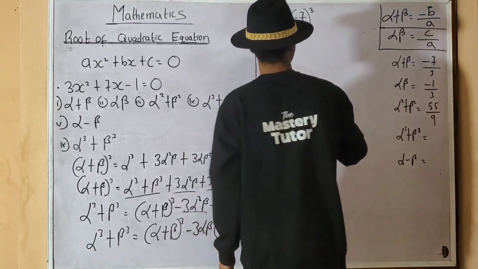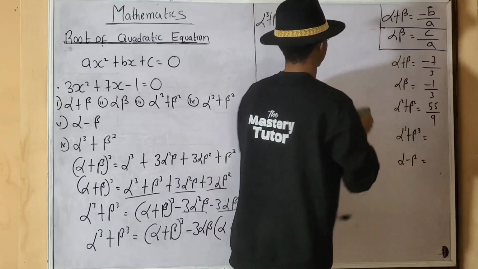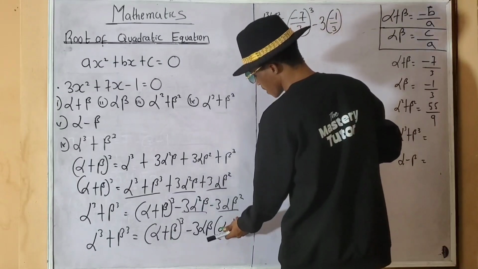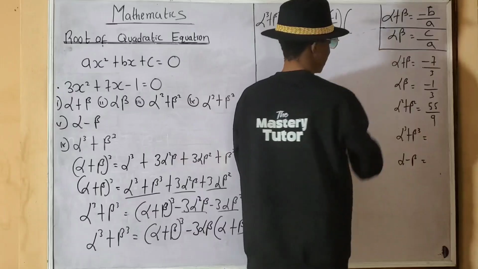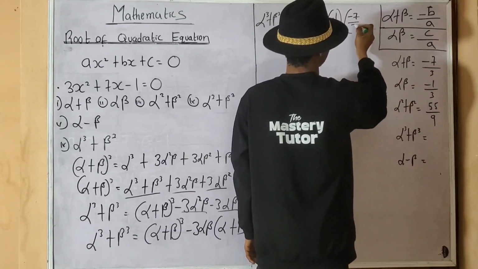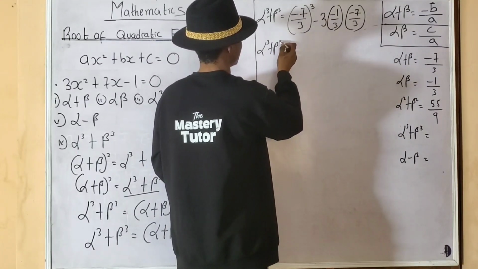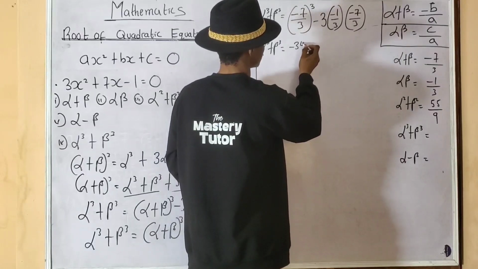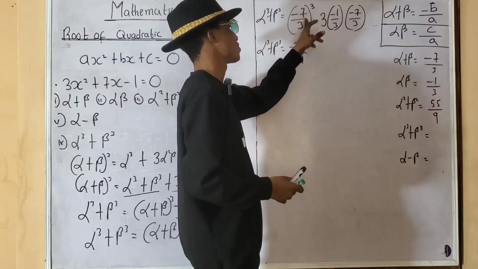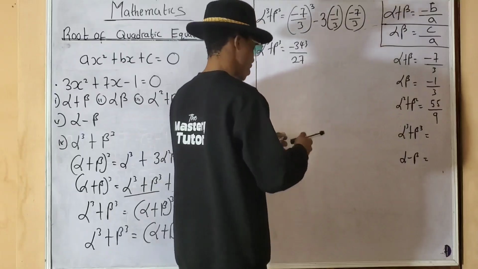As touching what I have here, minus 3 alpha beta. Alpha beta is what? Minus 1 over 3. So I'm going to have minus 3 multiplied by minus 1 over 3, multiplied by alpha plus beta, which is what? Negative 7 over 3. I'm going to have minus 7 all over 3. Alpha cube plus beta cube will be equals to negative 343 all over 27, because if you take the cube, negative 7 over 3 multiplied by negative 7 over 3 multiplied by negative 7 over 3, we're going to have this.